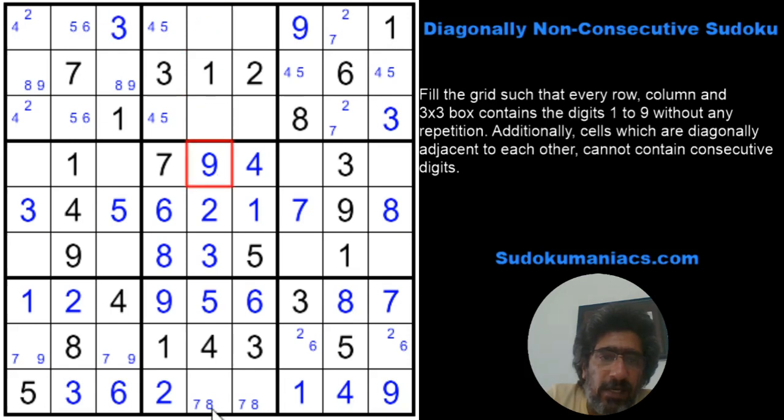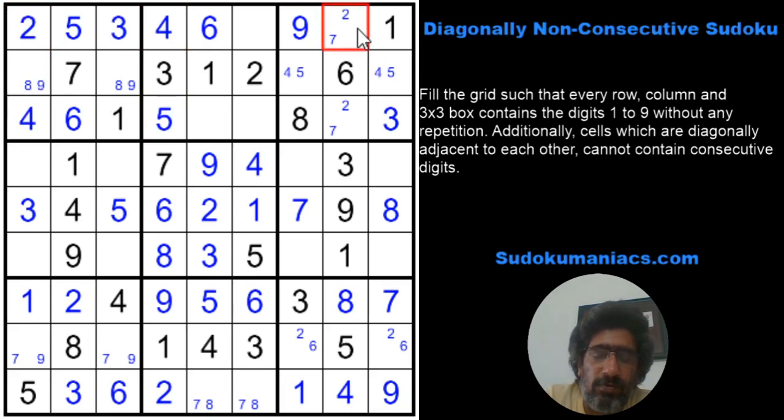6, 7 and 8. We have a 6 is locked in column 5, but we have a 7, so this cannot be a 6, right? No consecutive number allowed in a diagonally adjacent cell, so this becomes my 6. So that's a 5 and that's a 6. So that's a 4. That becomes a 5. So that's a 2 and a 4, which makes this a 7 and a 2. So that's my 8.